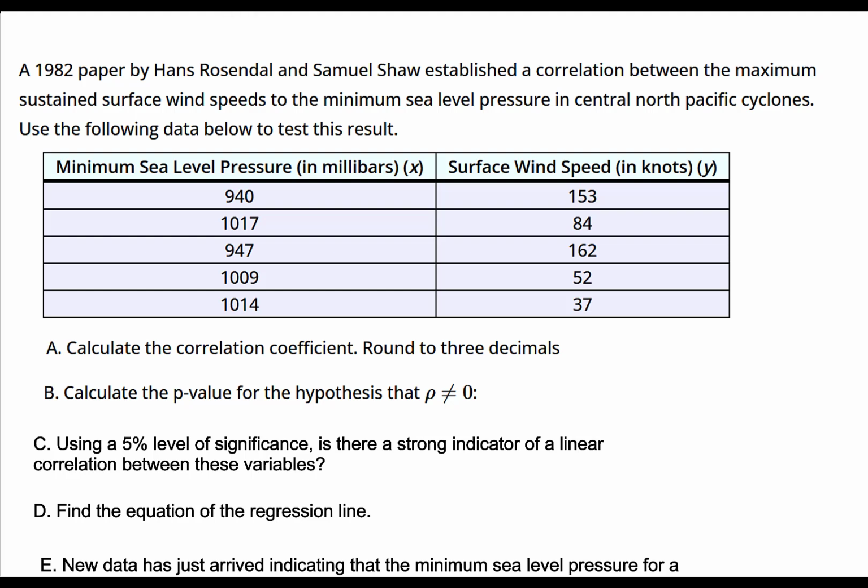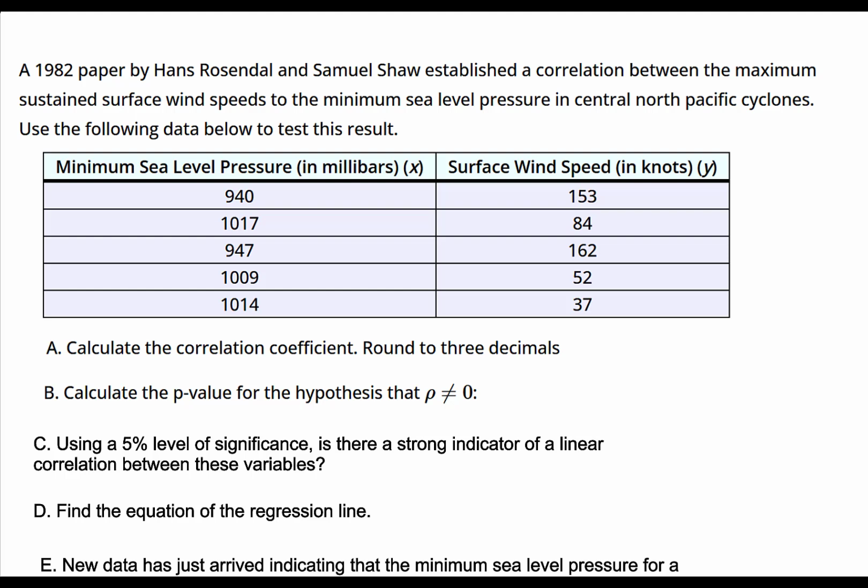A 1982 paper by Hans Rosendahl and Samuel Shaw established a correlation between the maximum sustained surface wind speeds to the minimum sea level pressure in central North Pacific cyclones. Use the following data below to test this result.